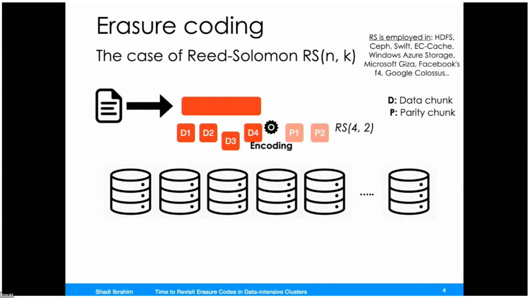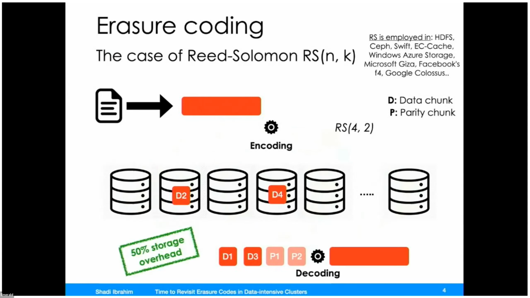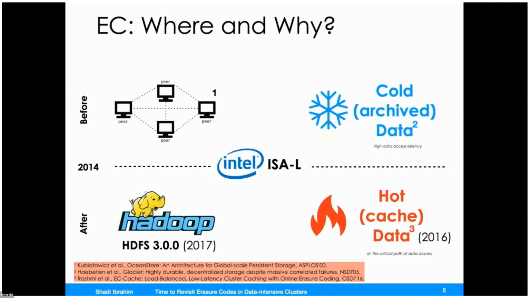The chunks are then distributed to different machines, and any four out of the six chunks can be used to reconstruct the original data block. And by that, we can see how EC can tolerate two failures, like three-way replication, with just 50% storage overhead. Encoding and decoding operations are considered CPU-intensive operations.